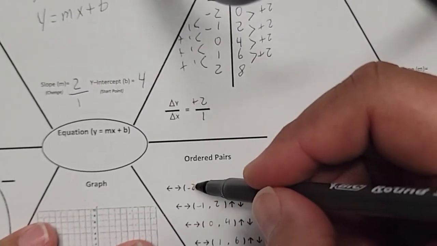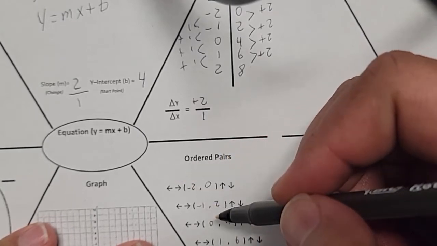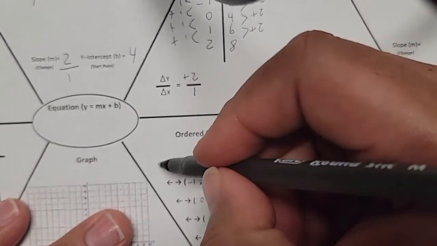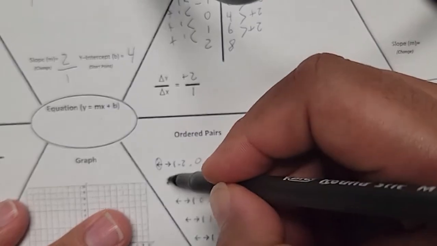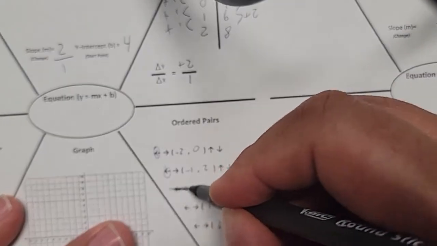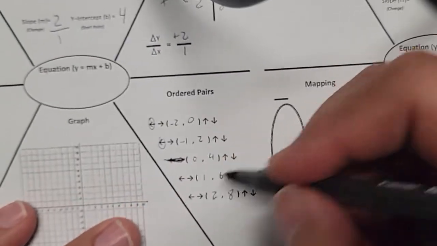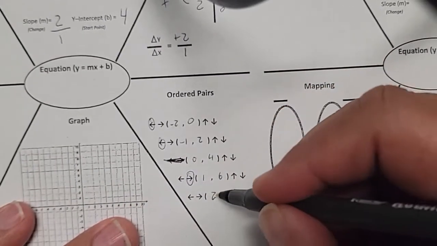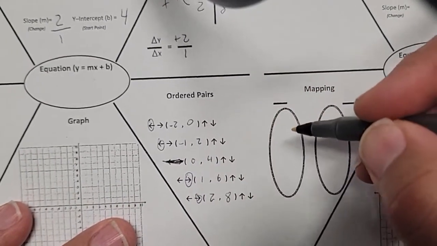All right, so on my x side, I go left or right if it's positive or negative. So if I have a -2, I'm going to go to the left. -1 goes to the left. Now, if there's a 0, it doesn't move, so I'm going to scratch it out. It does not move. 1 is positive, it goes to the right. 2 is positive, it goes to the right.